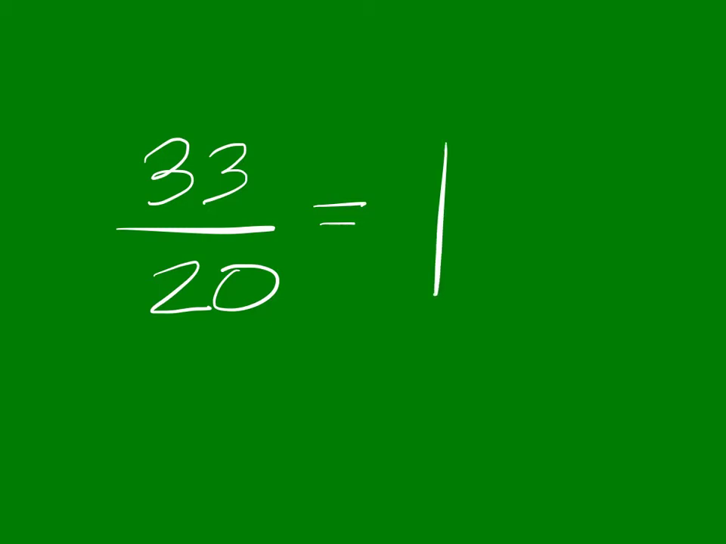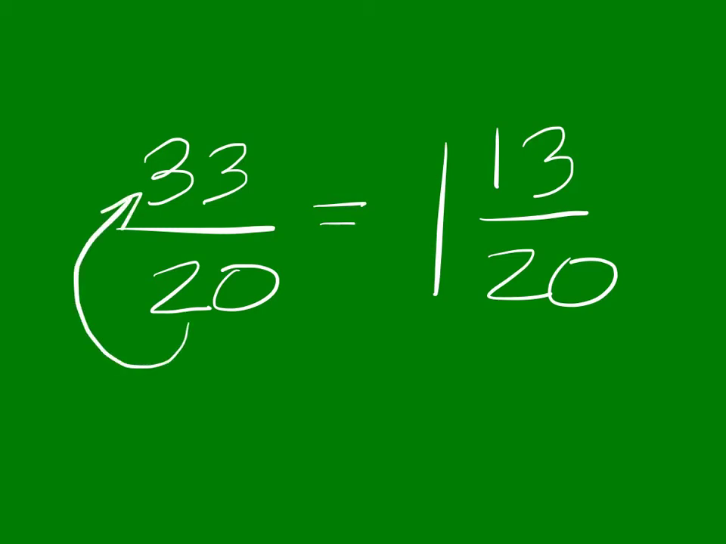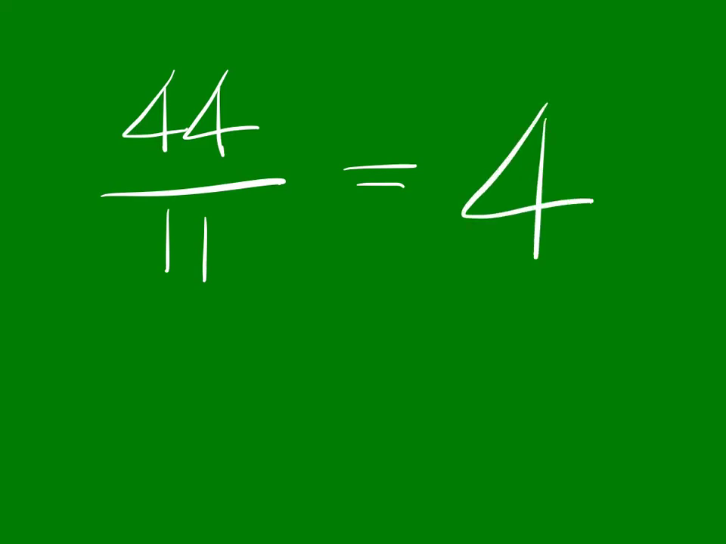What would 33 over 20 be? 1 and 13 over 20. 20 goes into 33 once, and you have 13 left over. You just subtract. All right, how about 44 over 11? What would that be? Just 4 exactly, because 11 goes in evenly.